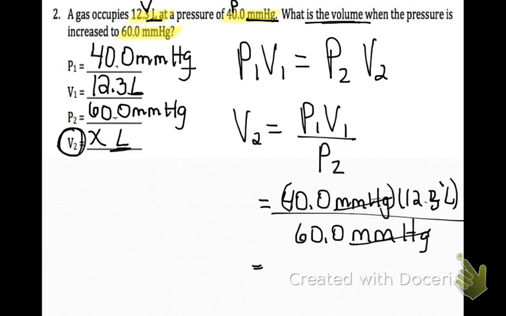I'll plug this into my calculator. It's 40 times 12.3. Press the enter button, then the division button, so divide it by 60 millimeters of mercury. And then let's figure out how many sig figs we need. So this has 3 sig figs, this has 3 sig figs, and this has 3 sig figs. So our final answer will be in 3 sig figs. This ends up being 8.20, and then I know I have my unit liters.